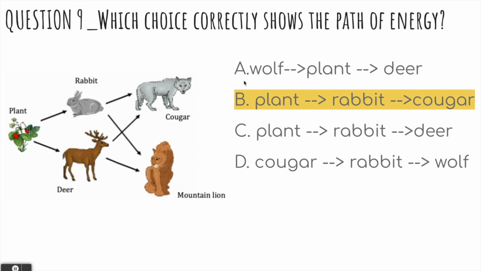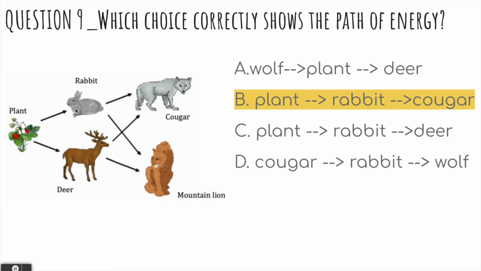I know that it's not choice A and choice D because choice A and choice D really don't make sense. It says wolf, plant, and deer, and cougar, rabbit, wolf. There isn't even a wolf on our food chain, so we can eliminate those answers.